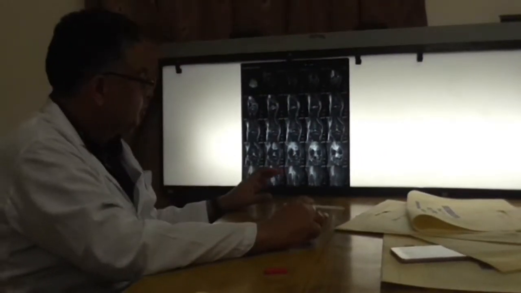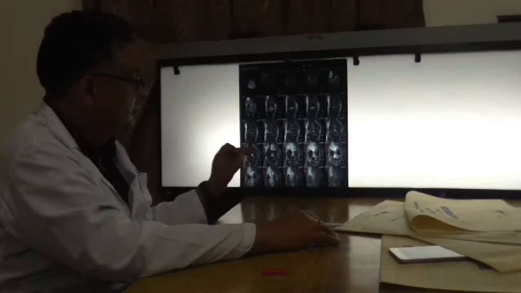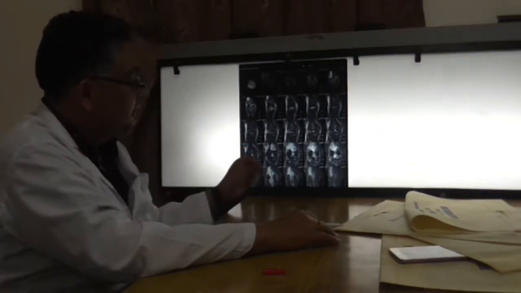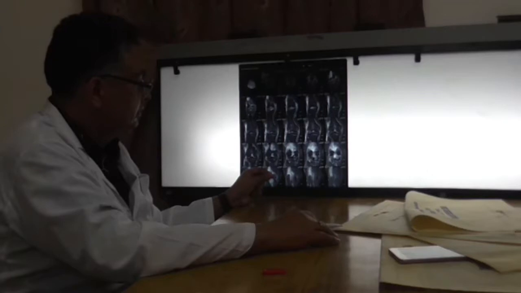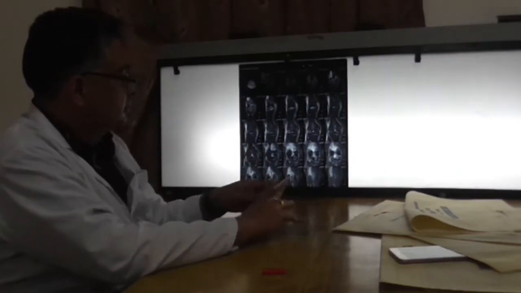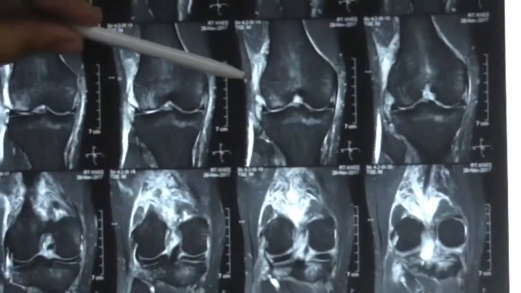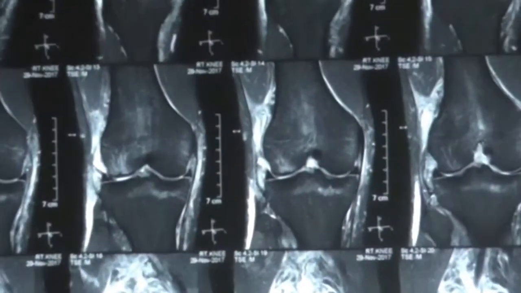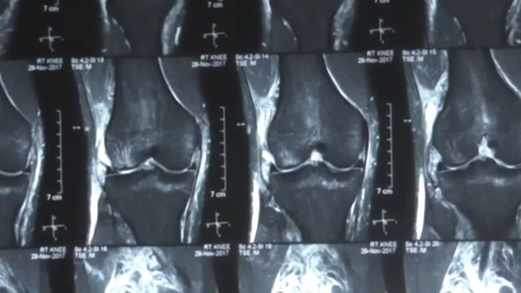So it is important when you read the MRI and trying to identify the integrity of the MCL and LCL, we have to look at the edema. So you can see that there is less of the edema on the medial side, more of the edema on the lateral side, and this patient had a lateral collateral ligament tear.